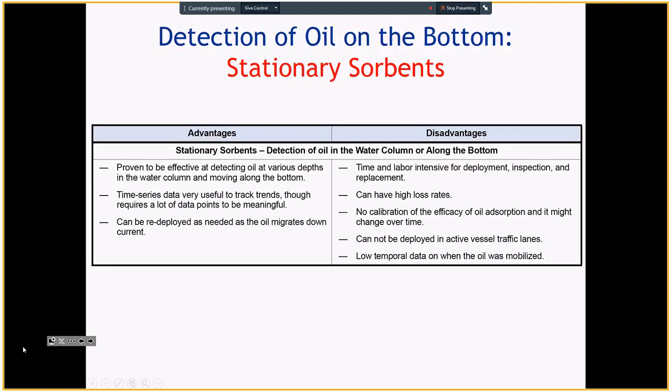So these things are great, but they're very labor intensive to put in there. They escape. You don't know when the oil passed during the period they were deployed, and there's no calibration. There's been some work on some of these oils, which might stick to these sorbents, and then could be washed off. So there's the question of the efficacy of oil absorption and the persistence of that absorbent.